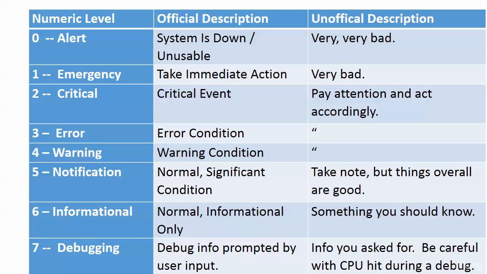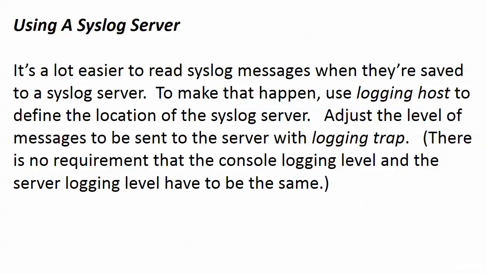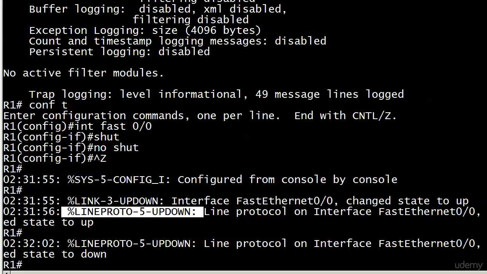It's information we asked for, and as always, be careful with the CPU hit during a debug. You don't want to run big debugs, like debug IP packet, during a busy time in your network, because the CPU hit can actually impact your routing operations. Now we're going to come back to the syslog server next, but I wanted to show you one more thing, and it's one of those real-world situations we talked about with people who can't see their console messages.